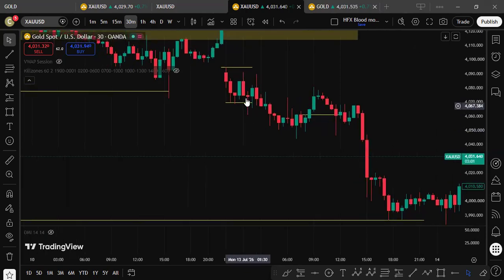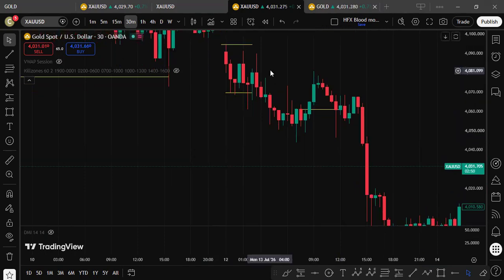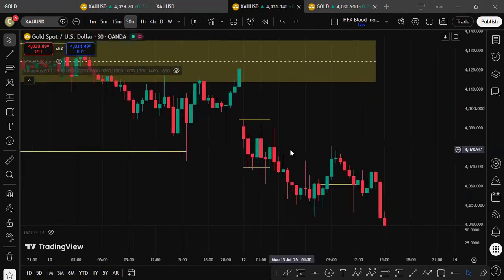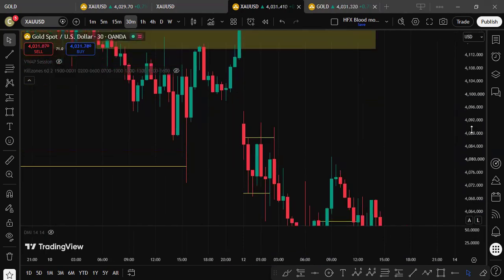Okay, yeah, this should be it. Of course, this is the analysis I did. That's what we call, in the same rule, having the low swept and the move happening. Now, look at this, right? Look at this very candle here.